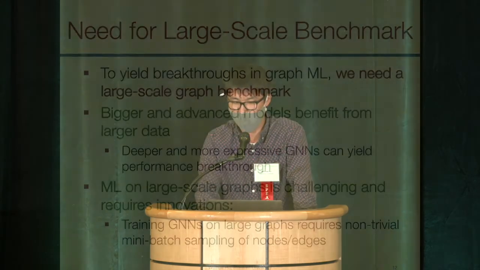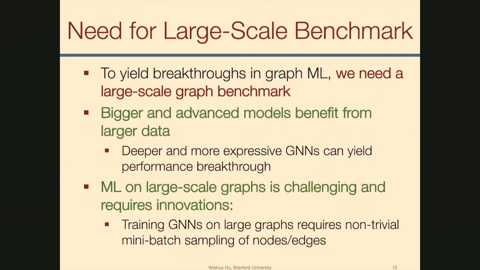Also, I want to emphasize that machine learning on large-scale graphs is technically challenging and requires methodological innovations. For example, training GNNs on large graphs requires non-trivial mini-batch sampling of nodes and edges. So it really also involves some methodological innovation.